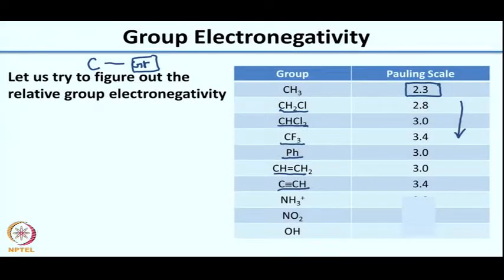So what you would see is, compared to methyl and even to the alkyl chlorides, if you compare CH2Cl with the phenyl, the phenyl is more electronegative, and both of these are almost equal. Whereas if I have a C triple bond C, the electronegativity again increases. So these two are almost equal. And what you would notice now is, in the last set where I have NH3 plus, NO2 and OH, here you have the maximum electronegativity values.